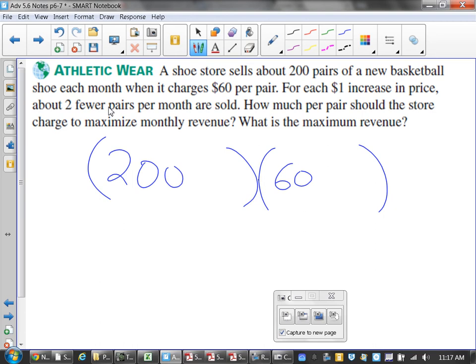Do you agree? Okay. Now, what this problem is asking me is that for every dollar I increase in price, I'm going to sell 2 fewer shoes. So, which one of these am I increasing by 1x? 60. What am I doing to this? Very good. Subtracting 2x. Now, this is a quadratic, which means I can set that equal to 0.